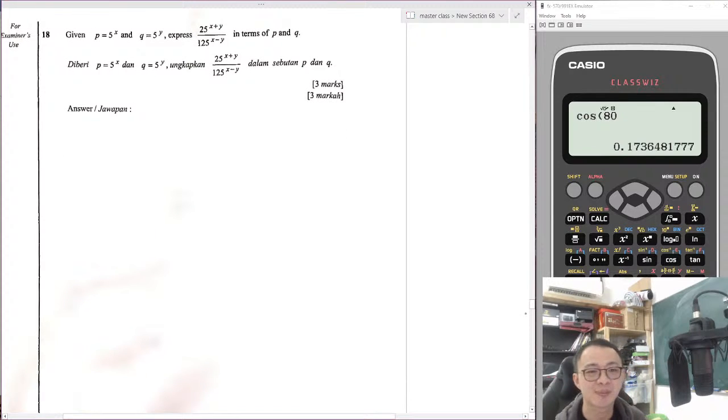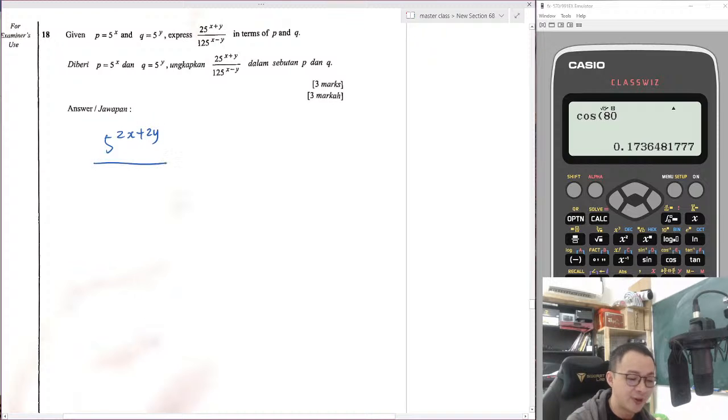18. Alright, this indices question is very easy. So let's do it. 25 is 5 squared. So I multiply 2 for both. 125 is 5 to the power of 3. So I multiply 3 for both. Alright, then divide basically means minus at the power.